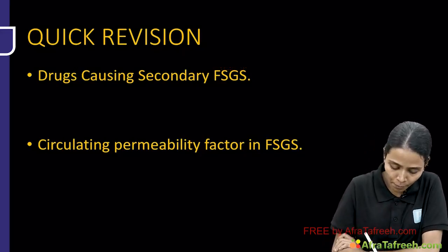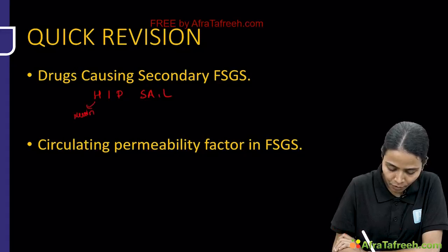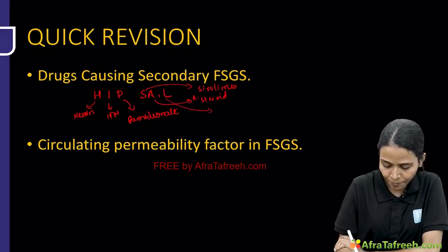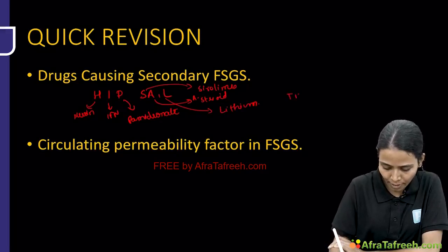Now coming to the quick revision section, drugs causing secondary FSGS. So I told to remember by the mnemonic HIP, SAIL. So that becomes heroin, interferon, pamidronate, sirolimus, anabolic steroids, lithium, and apart from these 6 drugs, tyrosine kinase inhibitors.